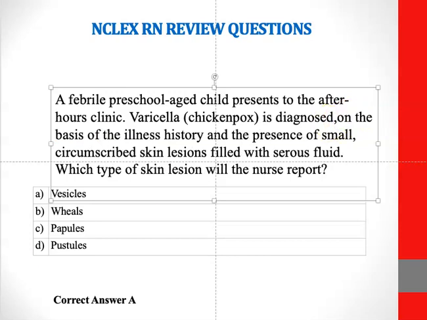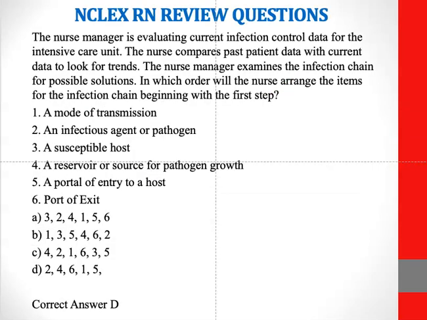So the next question I have here is, the nurse manager is evaluating current infection control data for the intensive care unit. The nurse compares the past patient data with current data to look for trends. The nurse manager examines the infection chain for possible solutions. In which order will the nurse arrange the items for the infection chain, beginning with the first step?